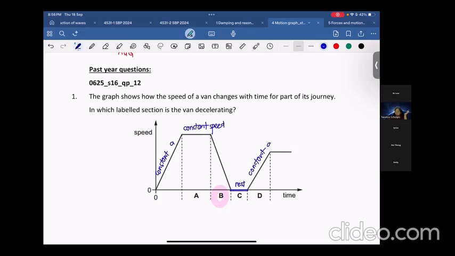Okay, thank you, Hui Tong. Okay, so we go to page number 9. Right, boys and girls, we go to page number 9.